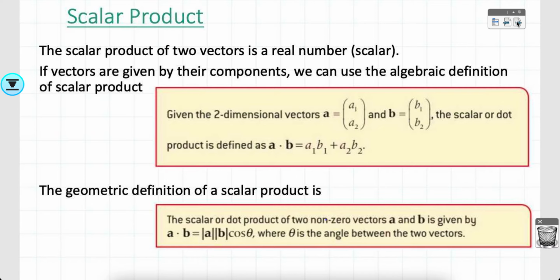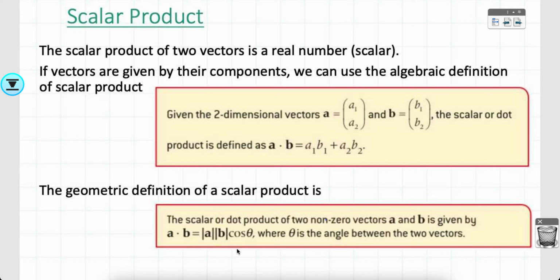So if vectors are given in what we call the component form, so if you know the actual components of the vectors, then the scalar product is simply multiplying the corresponding components together and then adding the results. So I am multiplying the i components together, and then the j components together, and then adding the result, and it should give me one final number. This is the easiest and most basic definition on how to find the scalar product.